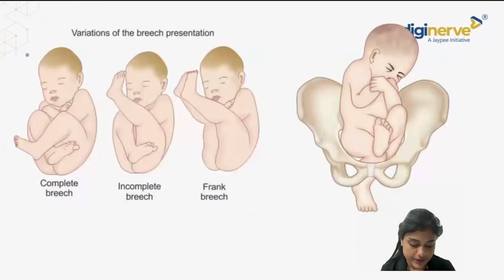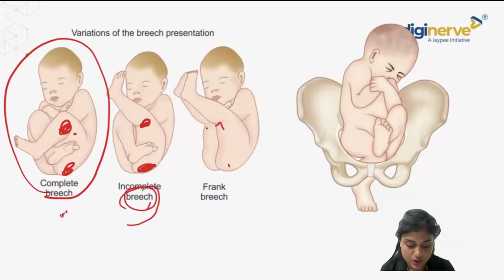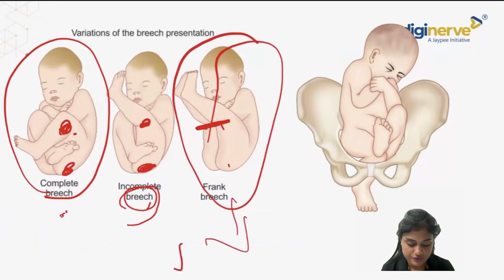So I'll show you in figures. So this becomes our complete breech. Here the hip is flexed, the knee is also flexed, so this is the complete breech. Here you can see the hip is flexed, whereas the knees are extended, so this makes it incomplete breech. When both the knees are extended, that makes it your frank breech. This is the most common and most favorable position for vaginal breech delivery.